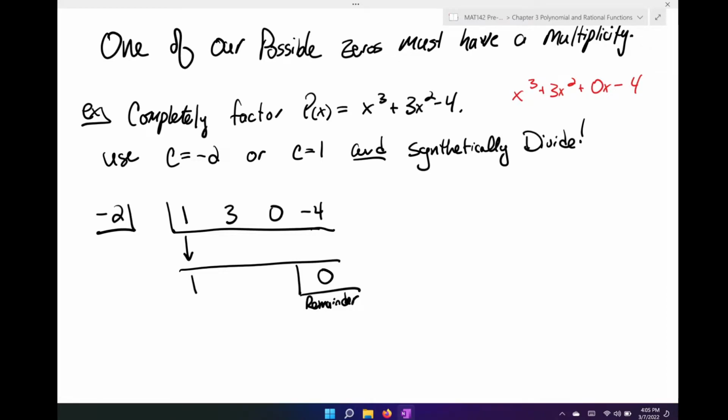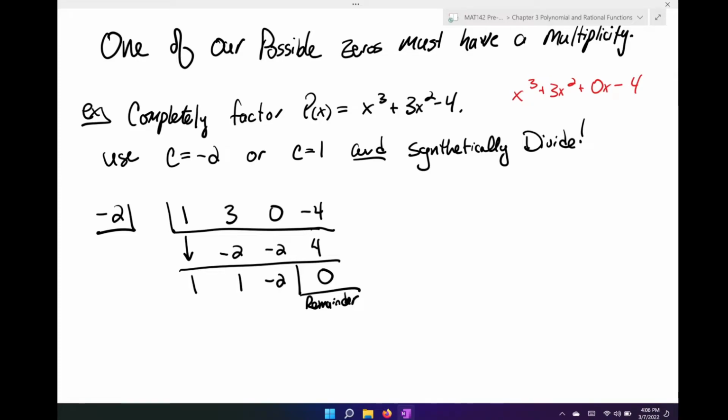So let's go ahead and synthetically divide. If you need to, please go back and watch the video about synthetic division, because I go a little bit fast and I don't write as much here. So negative 2 times 1 is negative 2. 3 plus negative 2 is 1. Negative 2 times 1 is negative 2. 0 plus negative 2 is negative 2. Then finally, negative 2 times negative 2 is positive 4, and negative 4 plus 4 is 0. This is fantastic. This is exactly what we would expect.